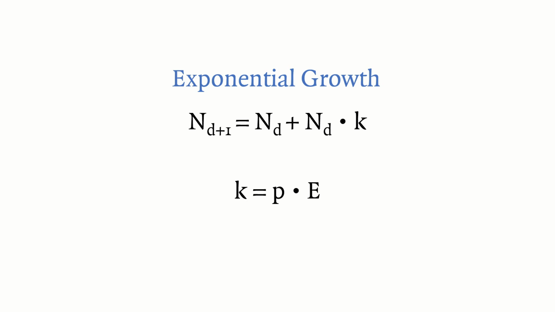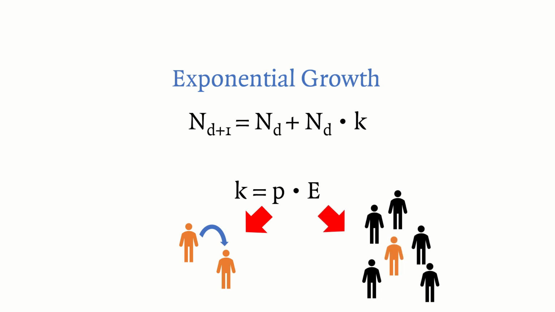In this mathematical model, the factor k is given by the probability of a transmission being successful, and by the average number of people that interact with the infected patient. So again, the factor k depends on the probability that the transmission results in an infection, and on the average number of susceptible people that interact with that infected patient.